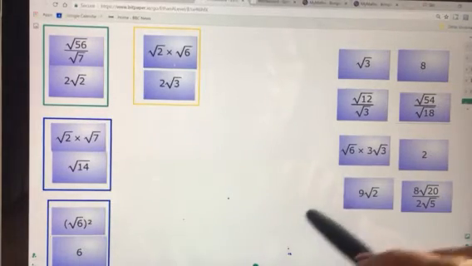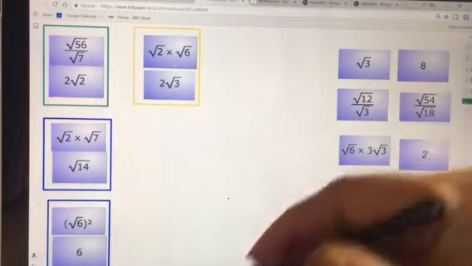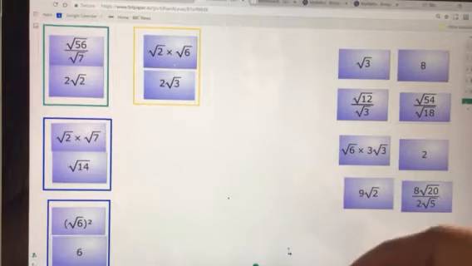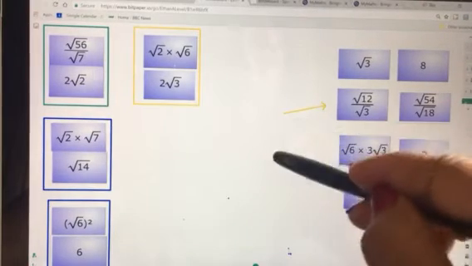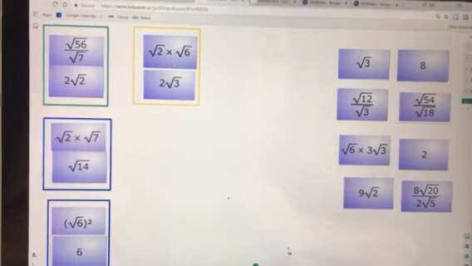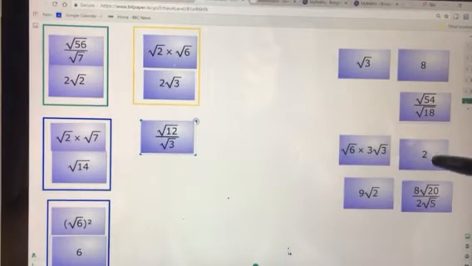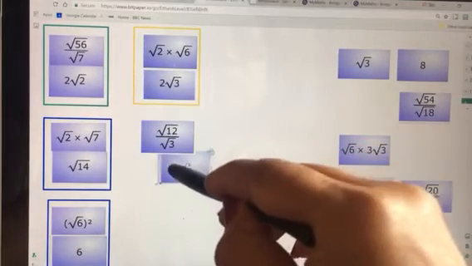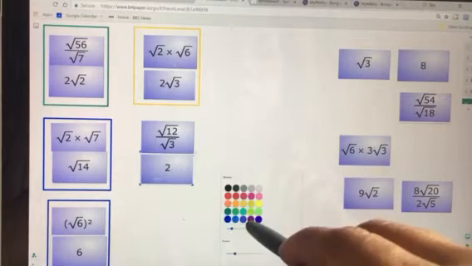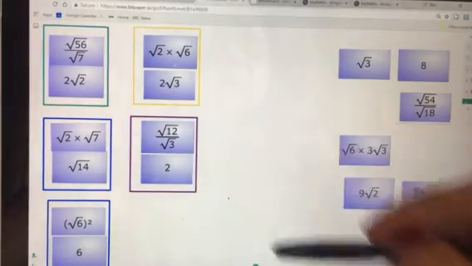Now we've got square root of 12 divided by square root of 3. This one will give you square root of 4. Square root of 4 is 2, so I can see 2, and we're gonna pair square root of 12 divided by square root of 3 with 2, because that will give you square root of 4, and square root of 4 is 2. So we're gonna box it in there.